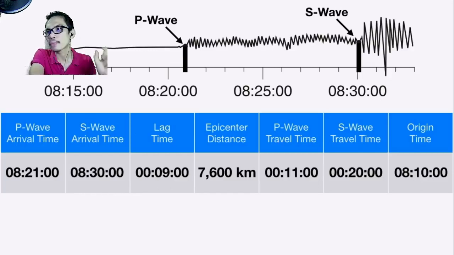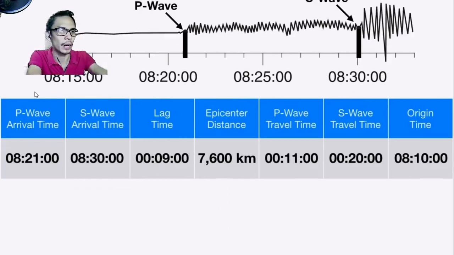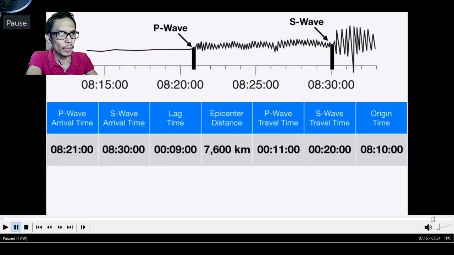Now, this time, we will go to the triangulation method. In the triangulation method, what we are going to use is only the epicenter distance. Alright, so we will use only the epicenter distance. Let's take a good look at that.